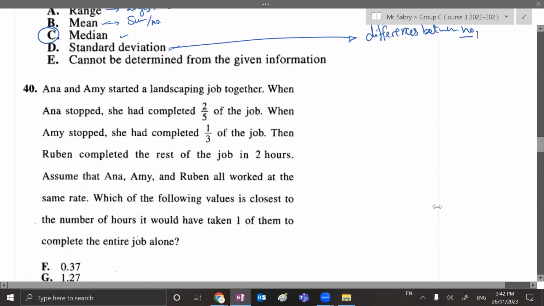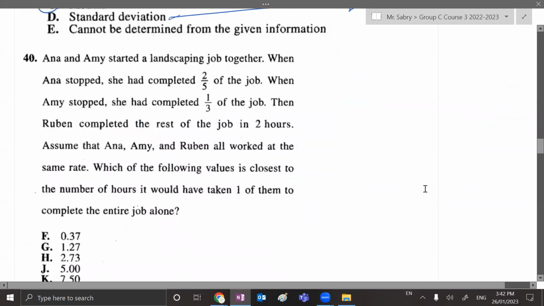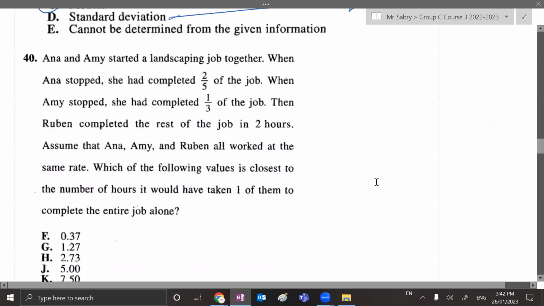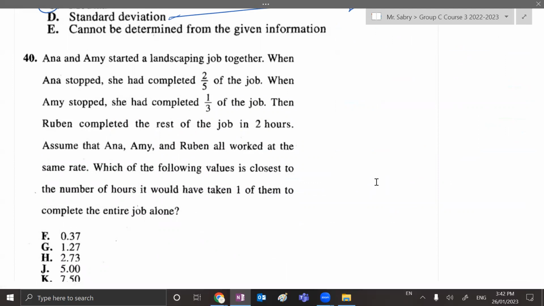Okay. Let's try number 40. It says Anna and Amy started a landscaping job together. When Anna stopped, she had completed 2/5 of the job. When Amy stopped, she had completed 1/3 of the job. Then Ruben completed the rest of the job in 2 hours. Assume that Anna, Amy, and Ruben all worked at the same rate. Which of the following values is closest to the number of hours it would have taken one of them to complete the entire job alone?